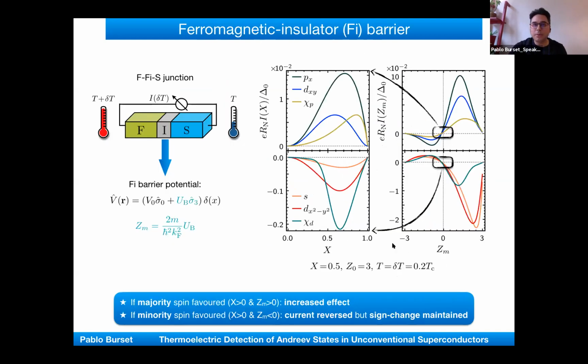So we have also considered the possibility of having this ferromagnetic insulator. To be very brief here, the effect of this barrier is to enhance the current when it's favoring the spin majority, or to reverse the sign of the current when it's favoring the minority spin. But even when you reverse the current, you reverse it for both cases. So there's still a sign change between the pairings with Andreev bound states and without.